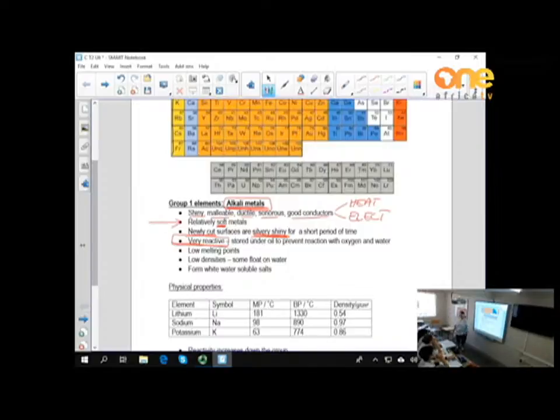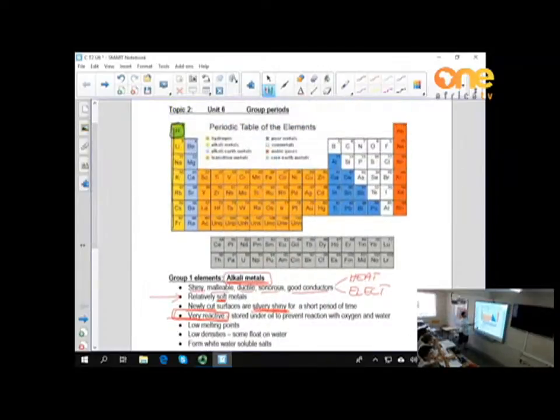Our atmosphere has got lots of oxygen in it, and in the winter there's lots of water vapor in it. And the reaction is exothermic, meaning it gives off energy, and it gives off so much energy that we can see the energy as a flame. It burns. So they are very reactive.